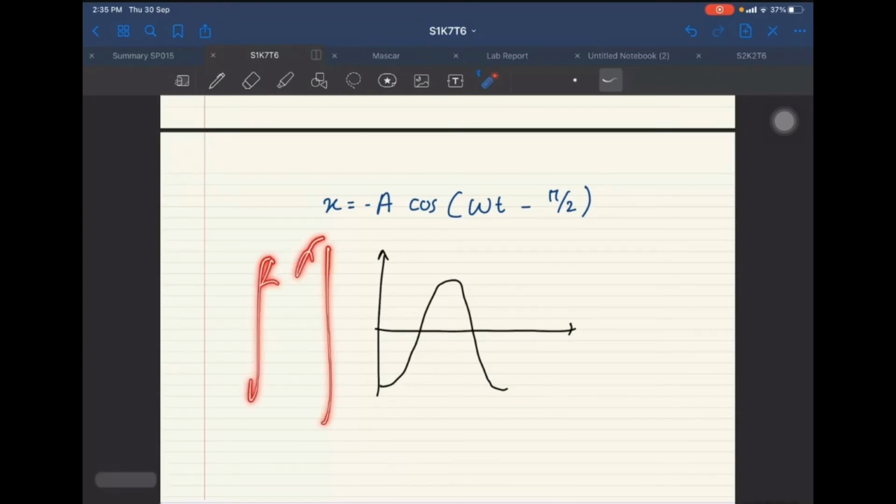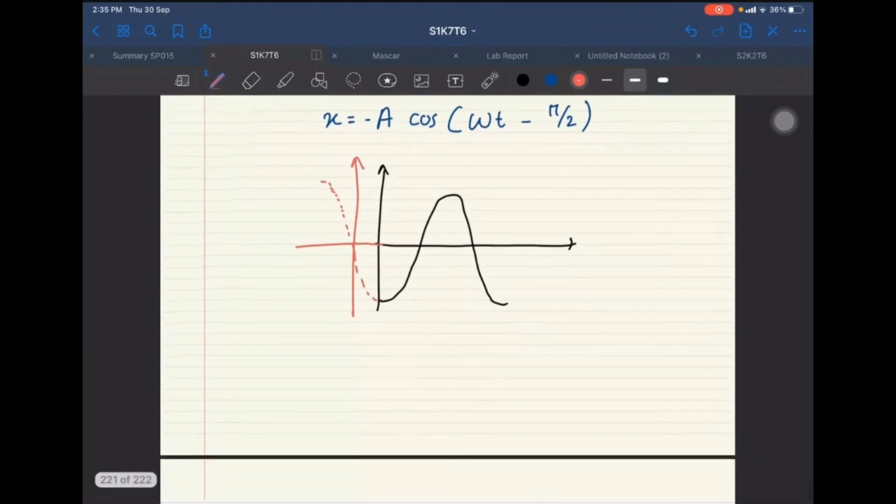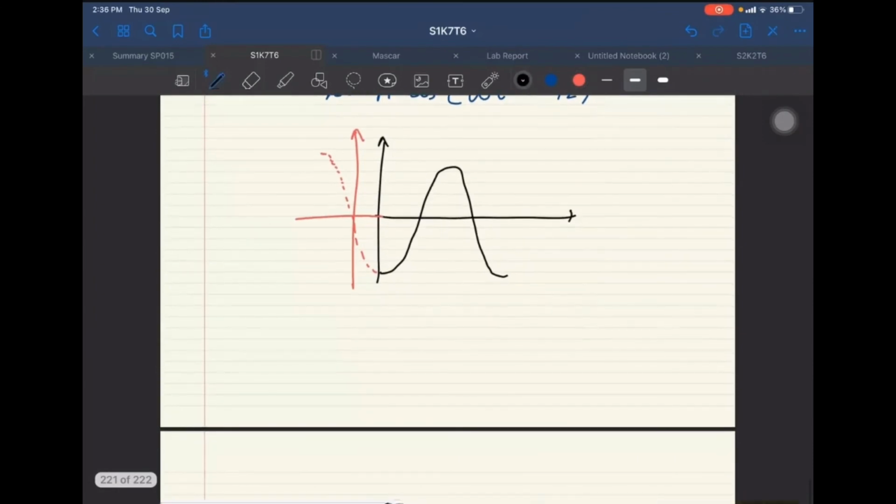Tak nampak kan? So sebab tak nampak, kamu kena panjangkan sedikit. Kalau dia pi, kamu kena panjangkan banyak. Tapi sebab sekarang ni dia hanyalah pi over 2, so I think this one is enough. So your graph kamu potong dekat sini. Okay, so your actual graph sebenarnya bentuk dia macam mana? Negative sign. Yes, correct.